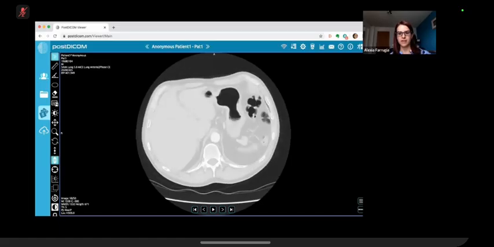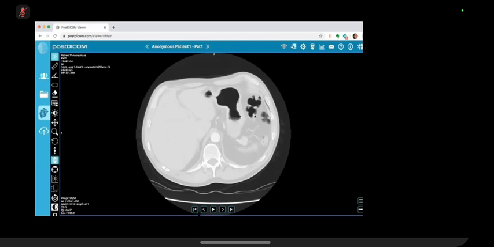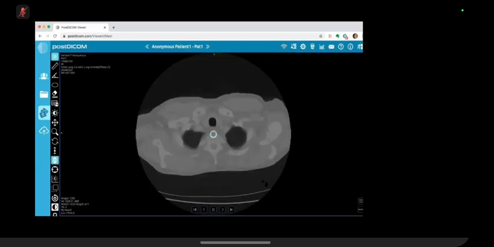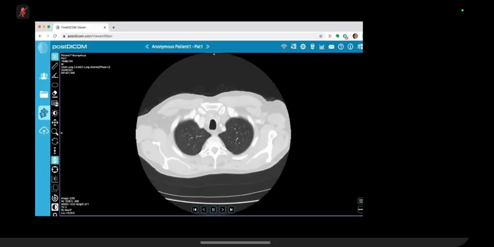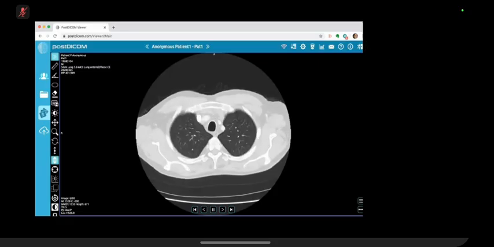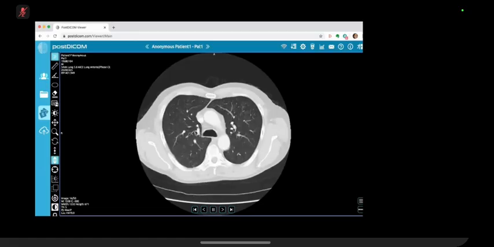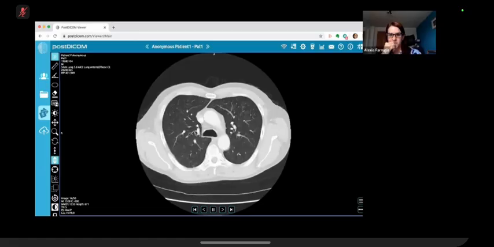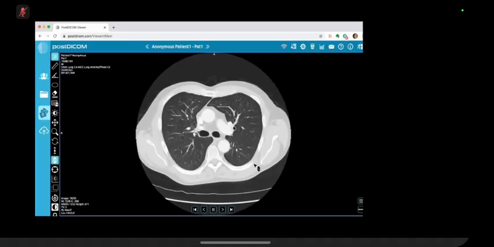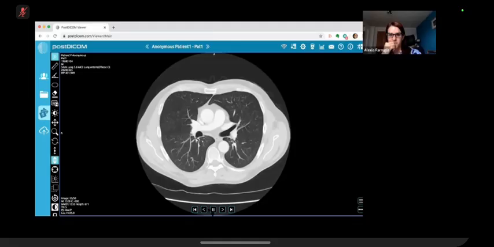Do you see any abnormality in the lungs? I think bilaterally there are centrilobular airspace densities, not nodules, but almost a ground glass appearance. I don't see anything else, to be honest.